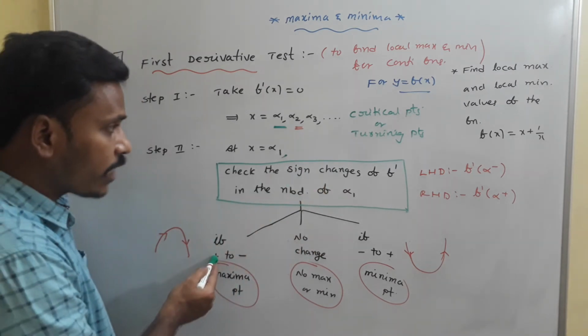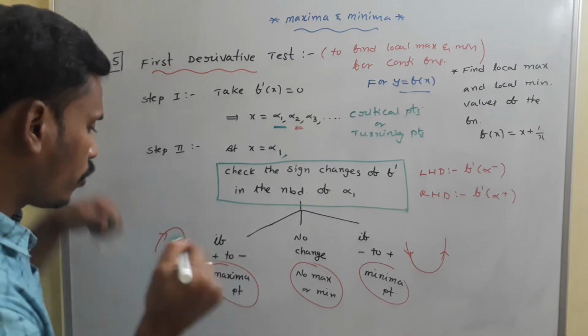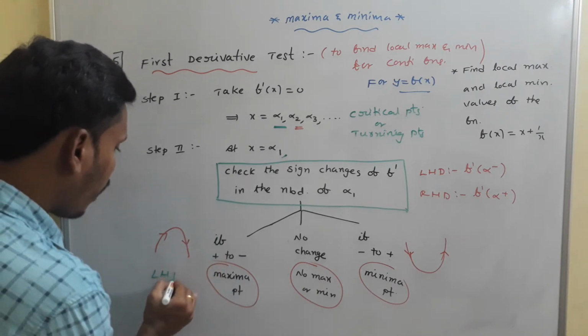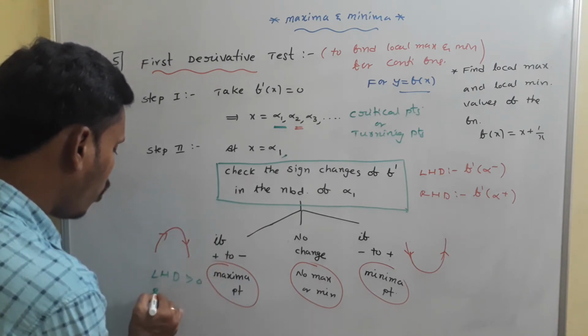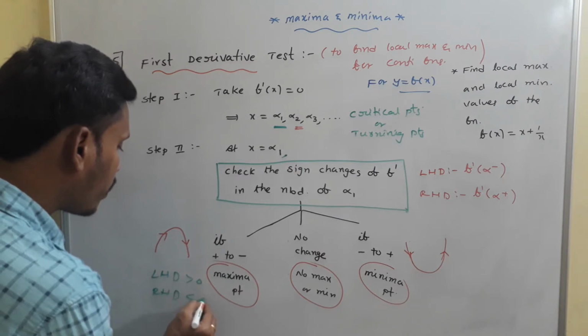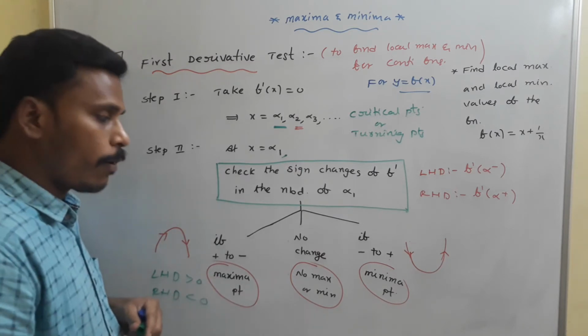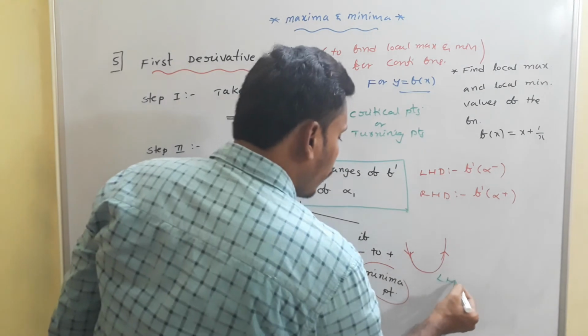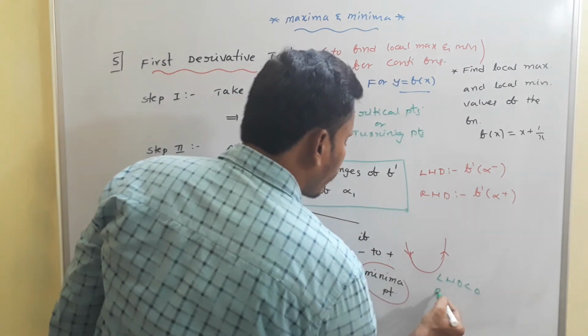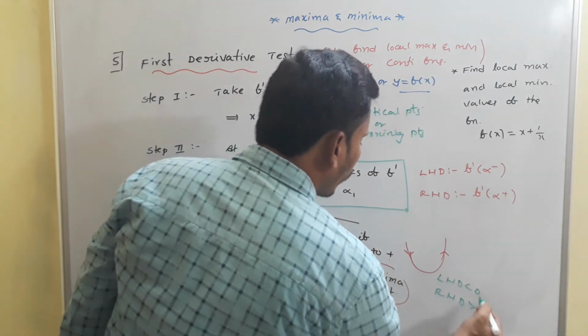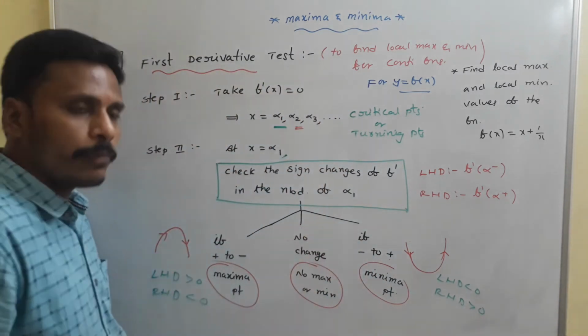Since the derivative is changing its sign in the neighborhood of alpha 1 from positive to negative, the left hand derivative is positive here. In this case, the left hand derivative is greater than 0, whereas the right hand derivative is less than 0. It corresponds to a maximum point. Whereas here, the left hand derivative is negative, whereas the right hand derivative is positive at alpha 1, so that corresponds to the minimum point.